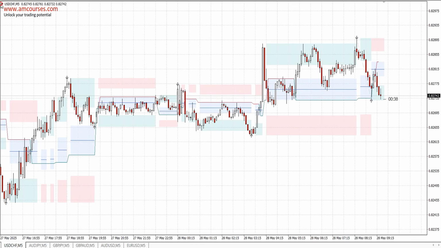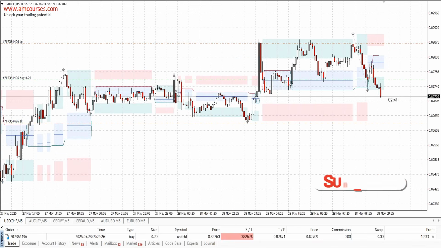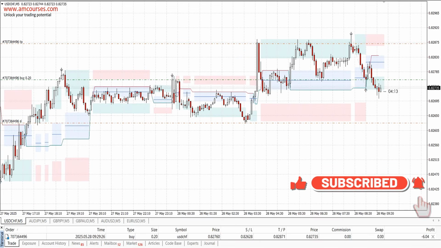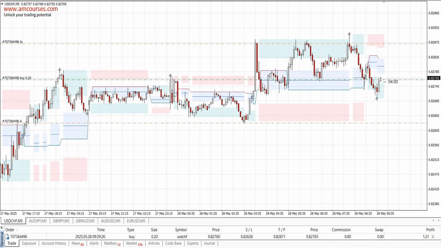Alright traders, I've just entered another buy trade, this time on the USD CHF pair, using the same powerful Fibonacci trailing stop strategy. Let's take a quick look at why this setup made sense. First, a blue demand zone appeared on the chart, showing strong buyer interest. Then we saw a bullish reversal candle forming right inside the zone, and once again, a gray upward arrow appeared just below the candle, giving us the green light to enter a buy trade.